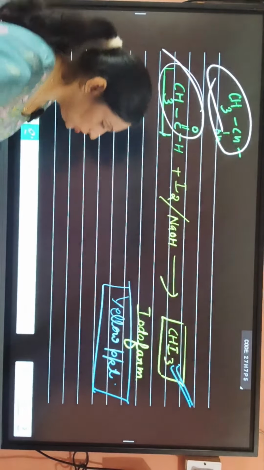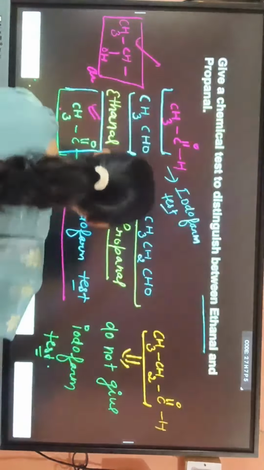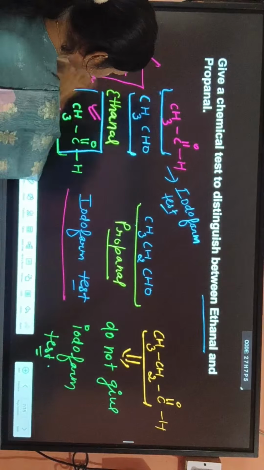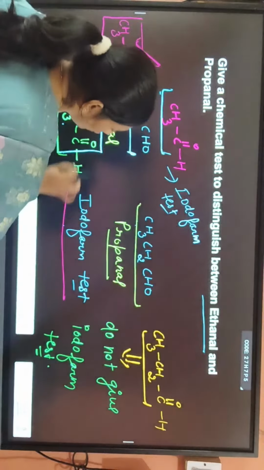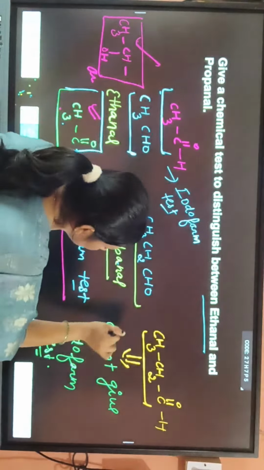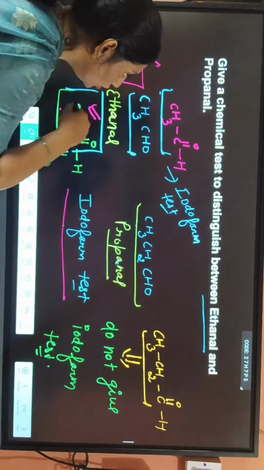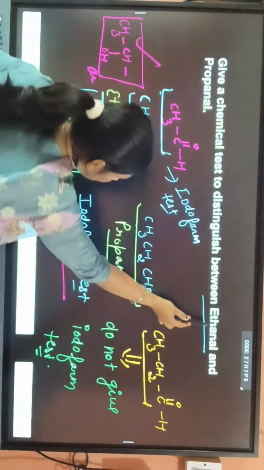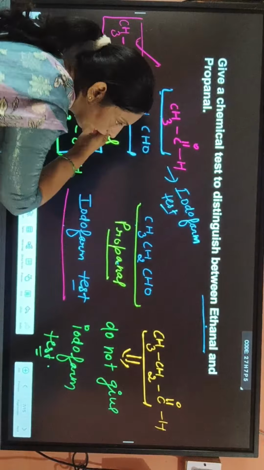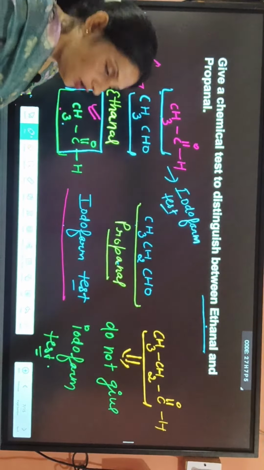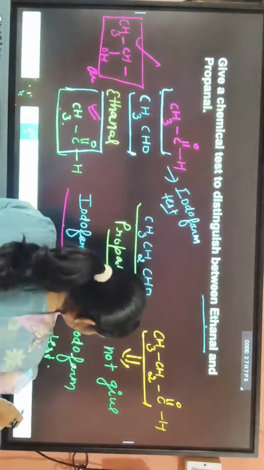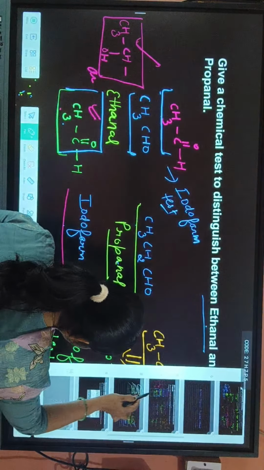Otherwise not. So in ethanol, this group is present, so it will give the iodoform test, but propanol does not give the iodoform test. So between ethanol and propanol, we can distinguish with the help of the iodoform test. I hope this question is also clear to all the students.